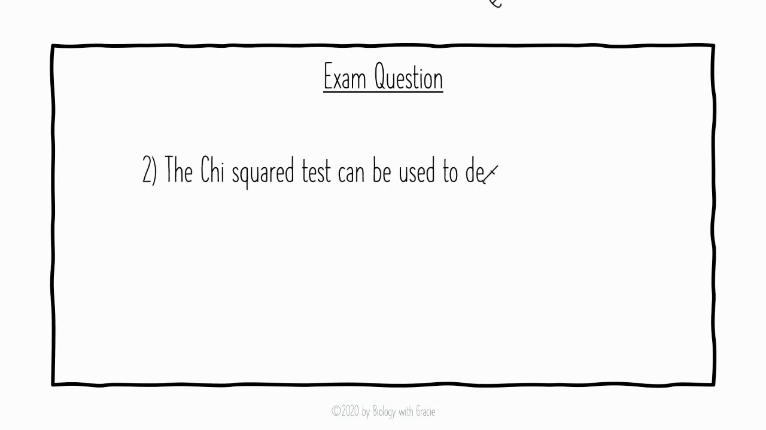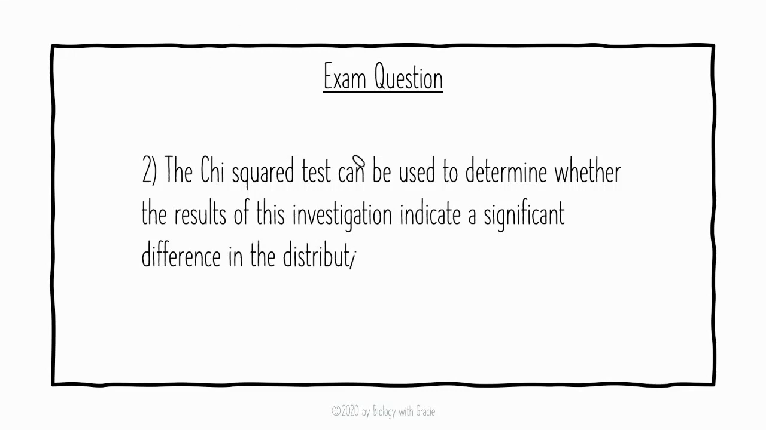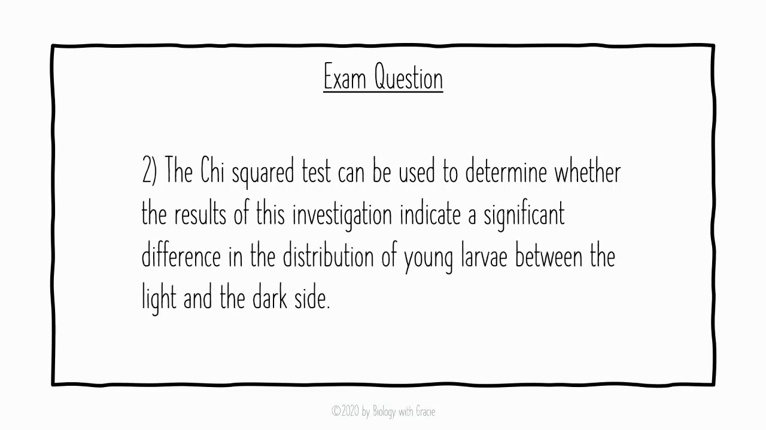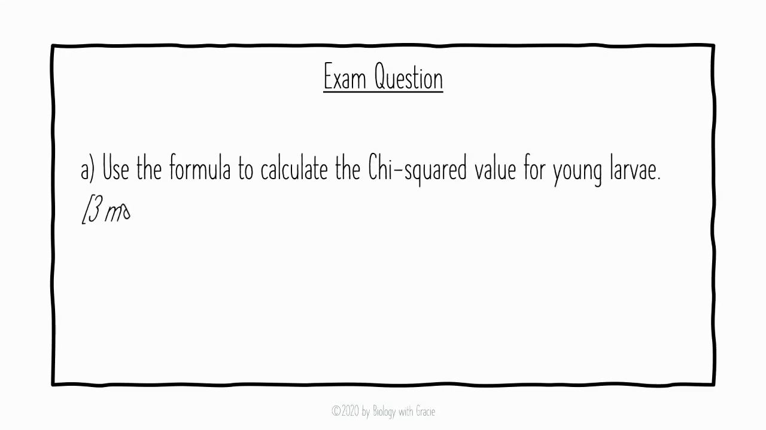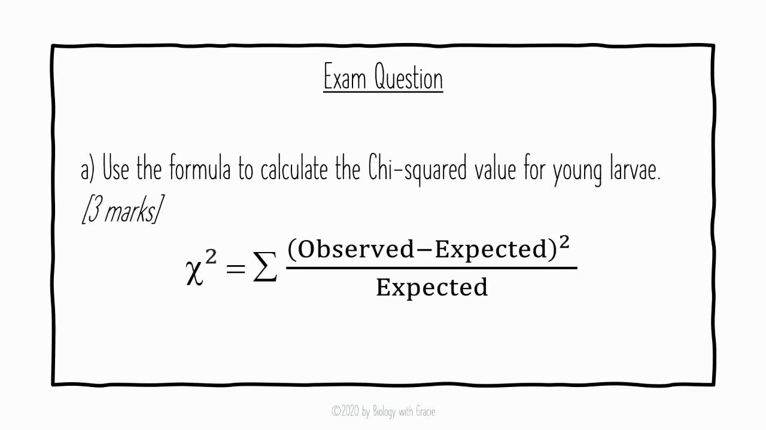Question 2. The chi-squared test can be used to determine whether the results of this investigation indicate a significant difference in the distribution of young larvae between the light and dark side. So the key things you need to take for this question are young larvae and obviously chi-squared test, so we know that this is the test we're going to be using. So 2a, use the formula to calculate the chi-squared value for young larvae, and this is worth 3 marks. So we have our formula here.